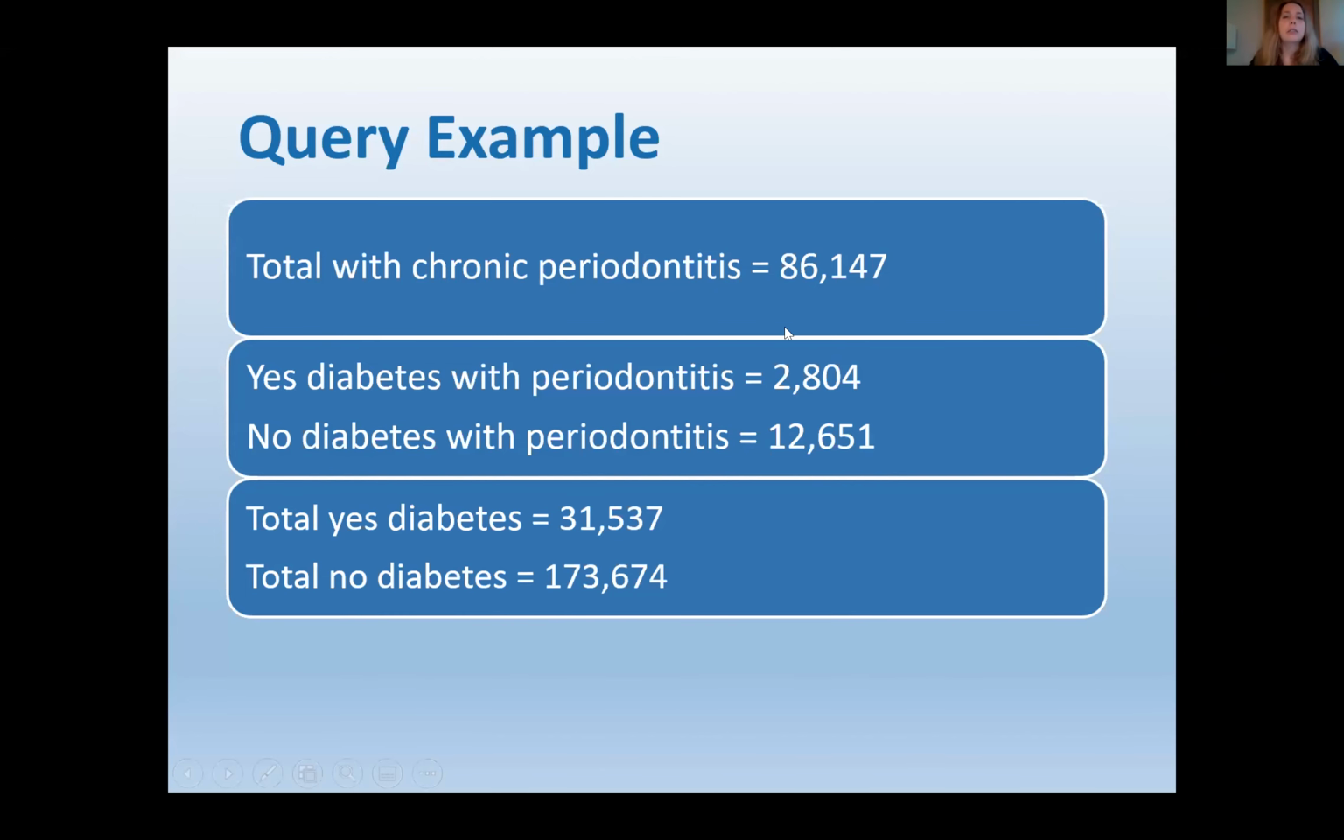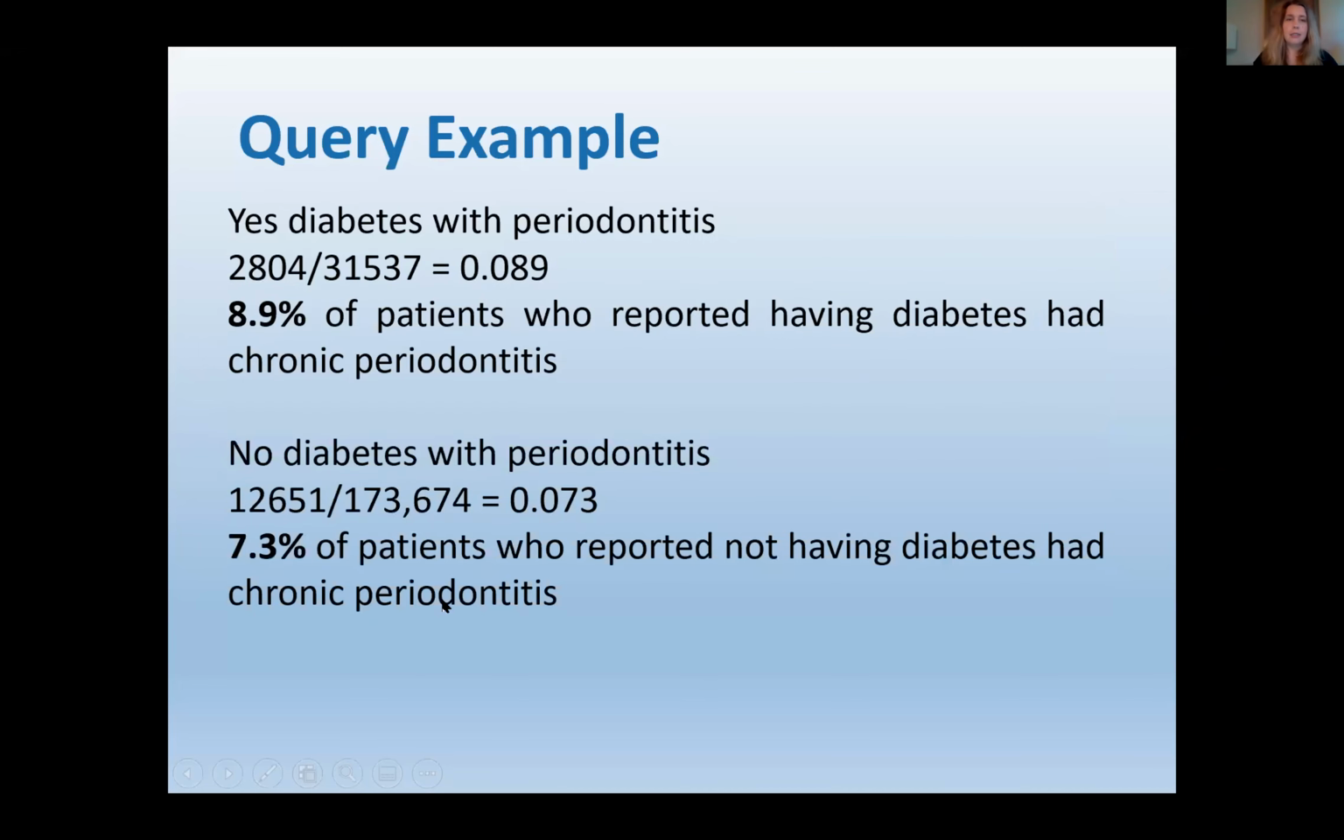So we saw the total with chronic periodontitis was this. When I did yes with diabetes with periodontitis, I got 2804. And no diabetes with periodontitis, I got 12651. I didn't show you the actual query, but it would be done similarly. And here's our total with diabetes and our total without diabetes. Then doing some simple back of the envelope math, if we divide these numbers, looking at these really raw numbers, 8.9% of patients who reported having diabetes had chronic periodontitis, whereas 7.3% of patients who reported not having diabetes had chronic periodontitis.